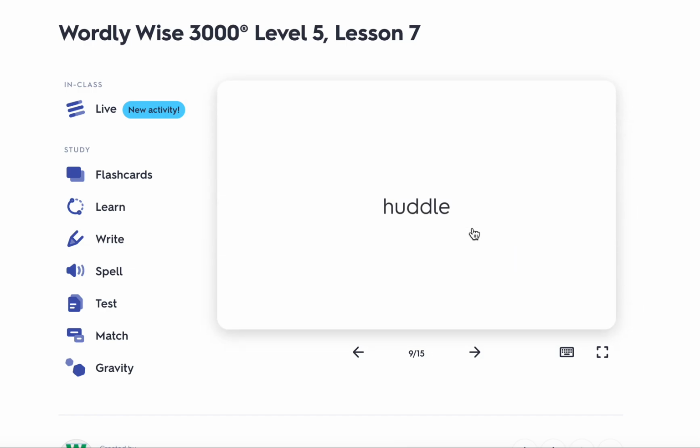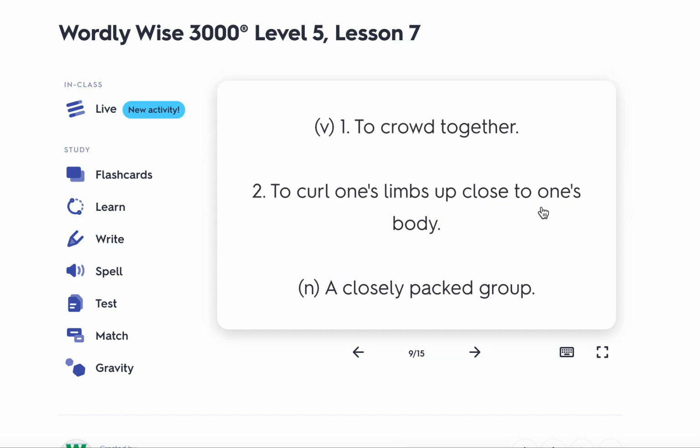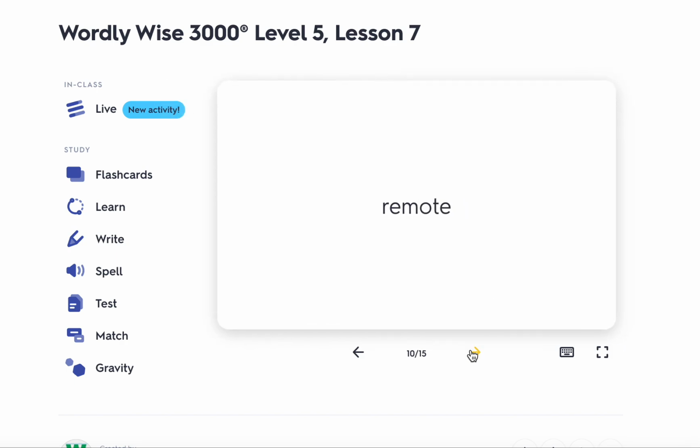Huddle. When I hear the word huddle, I normally think of a football huddle or a sports huddle, but it really just means to crowd together. It could also mean that you kind of huddle together. You might pull your legs into your chest and pull close to your body. That would also be a huddle as well.